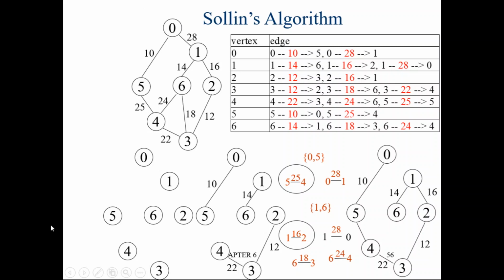So coming to Sollin's algorithm. The way this algorithm works is a little different from the other algorithms we have discussed. This is the graph. We take the same graph for which we want to identify the spanning tree. Initially we take this graph without any edges, as usual.